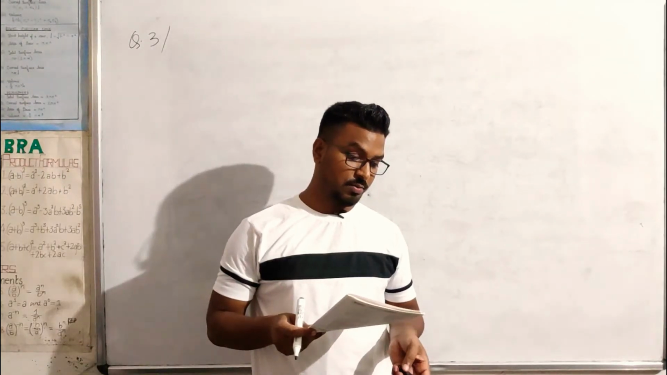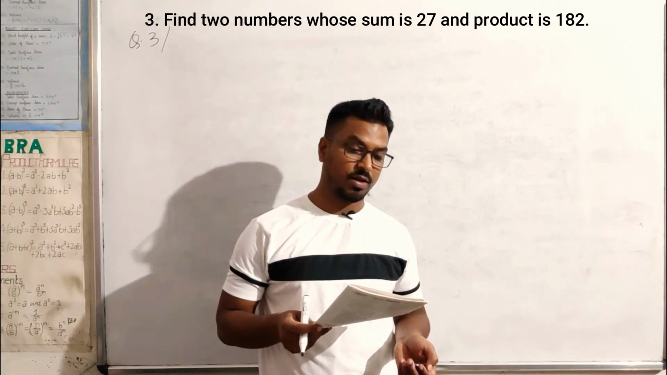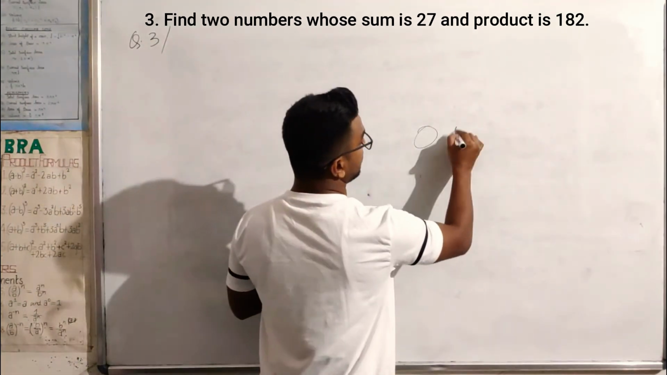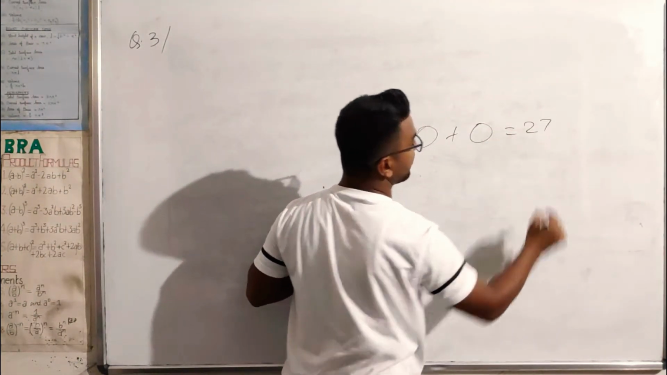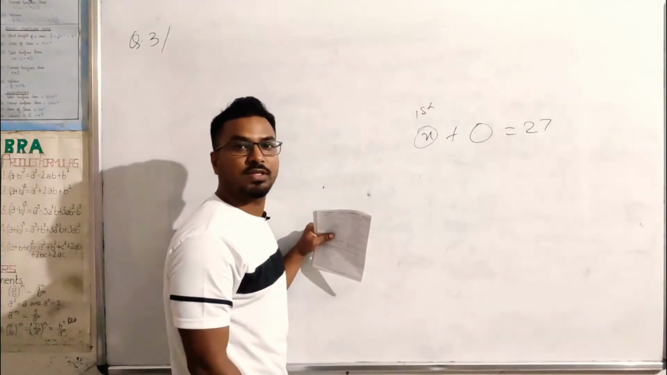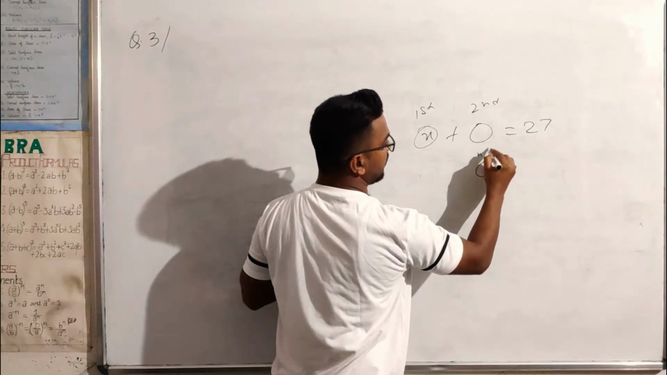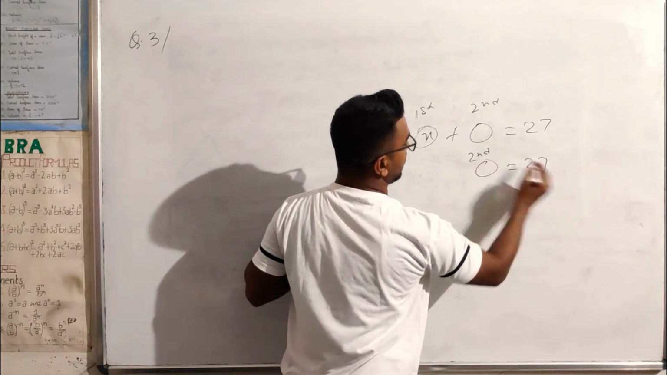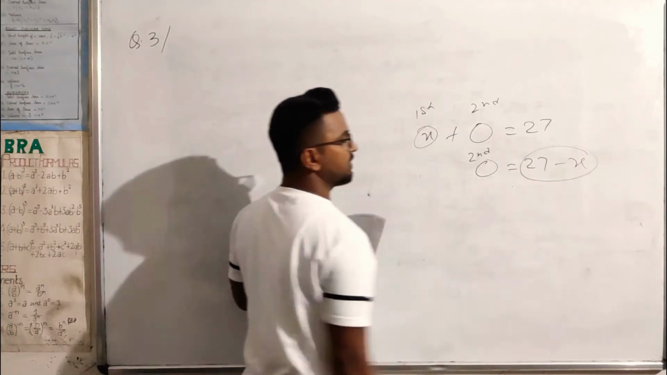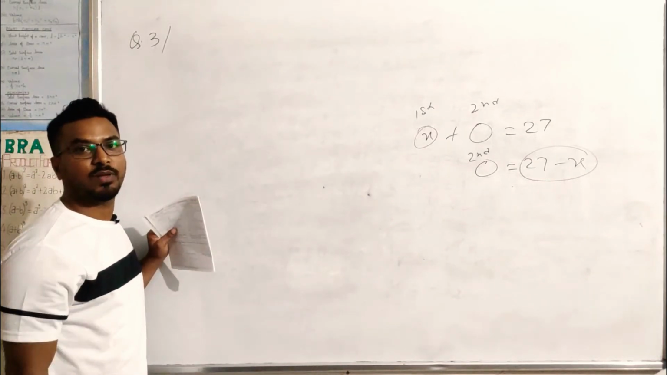So next question is question number 3. Find two numbers whose sum is 27 and product is 182. So suppose there are two numbers. The sum of two numbers is 27. Suppose the first number is x. If you take the first number as x, what will be the second number? If you take 27 to the other side, it will be 27 minus x. So if the first number is x, the second number will be 27 minus x.